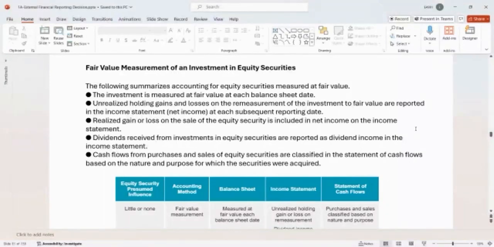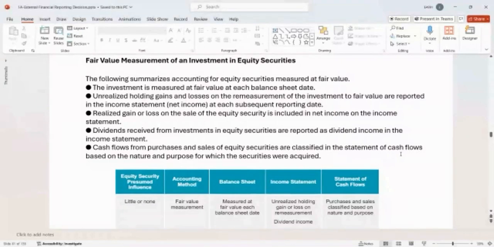Cash flows from purchases and sales of equity securities are classified in the statement of cash flows based on the nature and purpose for which the securities were acquired. As you can see on the screen, equity security, presumed influence, little or none, accounting method, fair value measurement, balance sheet measured at fair value each balance sheet date, income statement, unrealized holding gain or loss on remeasurement, dividend income, and statement of cash flows, purchases and sales classified based on the nature and purpose.